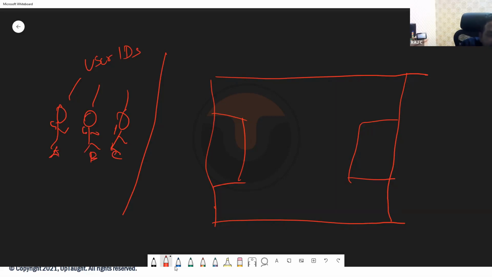User A is entering and he has been assigned the role of a goalkeeper, right? So he straight away goes in here. He does have access. He's allowed to touch the ball with his hand.